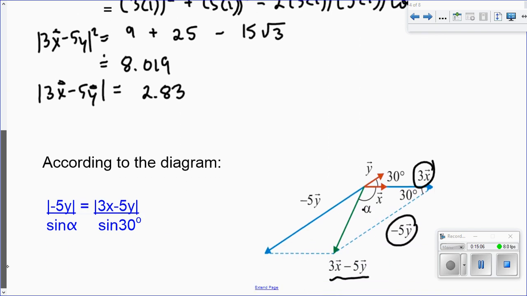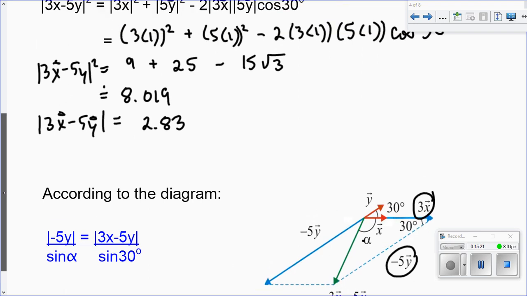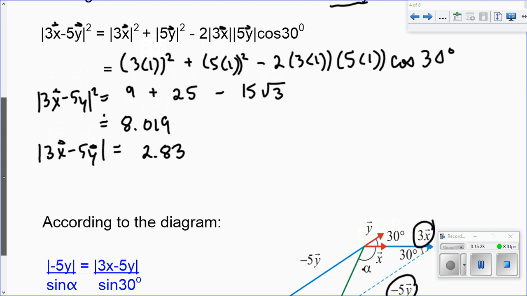Seems like a small value, but remember my original vectors were unit vectors, so it's really 3 and -5, and that resulting value here. So that's what we've got here.